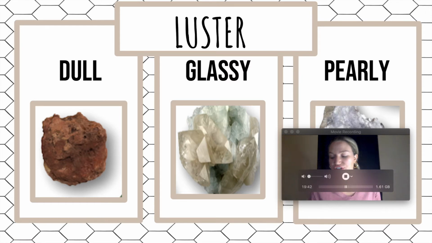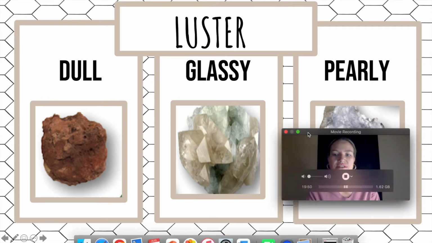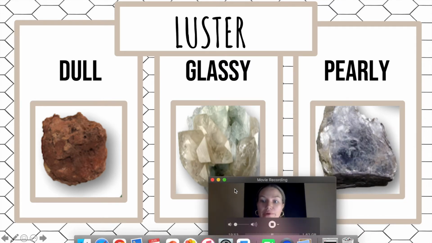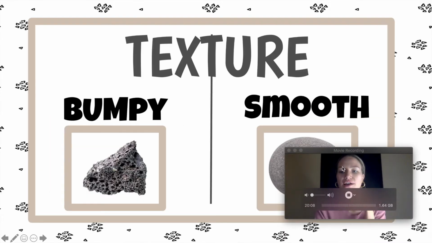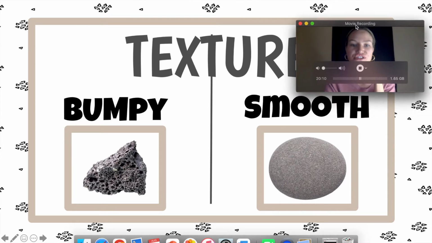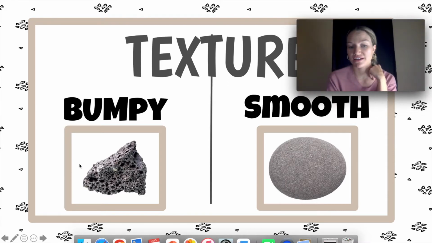Okay, and then luster. So we're going to look at the rock and see, is it dull, not shiny at all? Is it glassy, which means it seems like you can almost look straight through it? Or is it pearly, which if anyone's seen a pearl, they kind of glow, they look so pretty and sparkly, but not see-through like a glassy one might be. All right, and then we're going to look at the texture. So is it a bumpy rock like this one, or is it a smooth rock that barely has any edges?